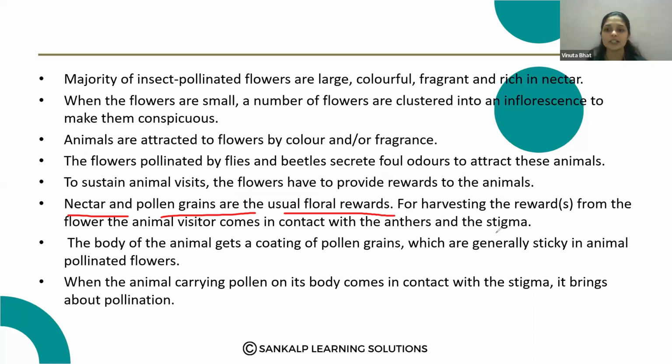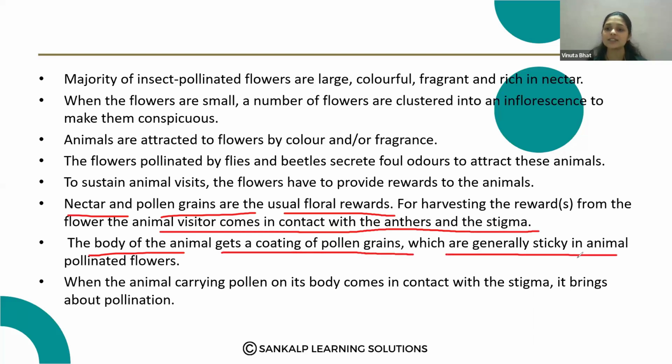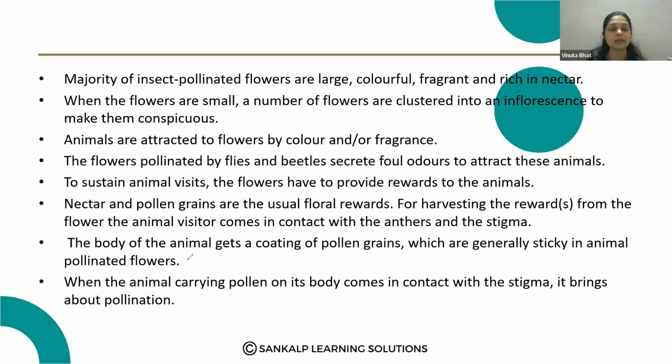For harvesting the rewards from the flower, the animal visitor comes in contact with the anther and the stigma. Sometimes the body of the animal gets a coating of pollen grains, which are generally sticky in animal pollinated flowers. The pollen grains stuck on the body of the animal are transferred to the stigma of another flower when it is visited. So they will also ask you to write the characteristics of animal or insect pollinated flowers.